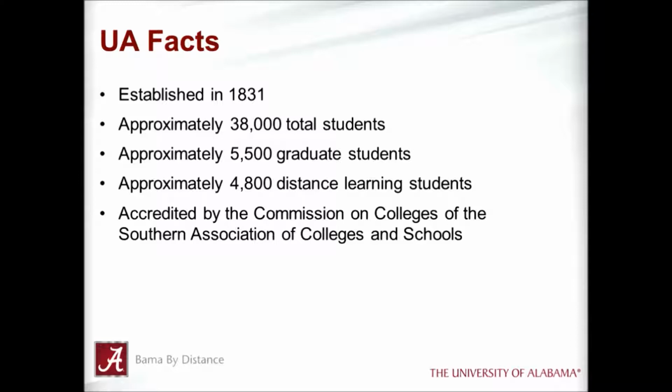Now, I would like to share some information about the University of Alabama and the College of Communication and Information Sciences. The university was established in 1831 as the state's first public college. Approximately 38,000 students attend UA, with about 5,500 of those students enrolled in graduate programs, and about 4,800 enrolled in distant learning programs. We are a reputable and accredited institution.